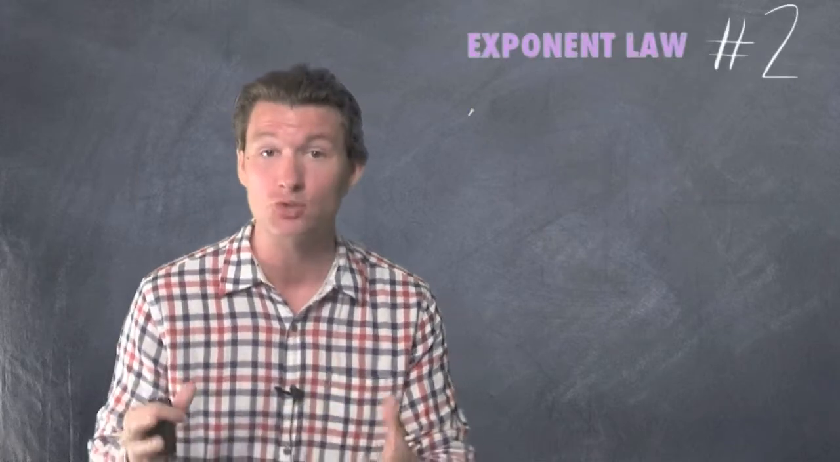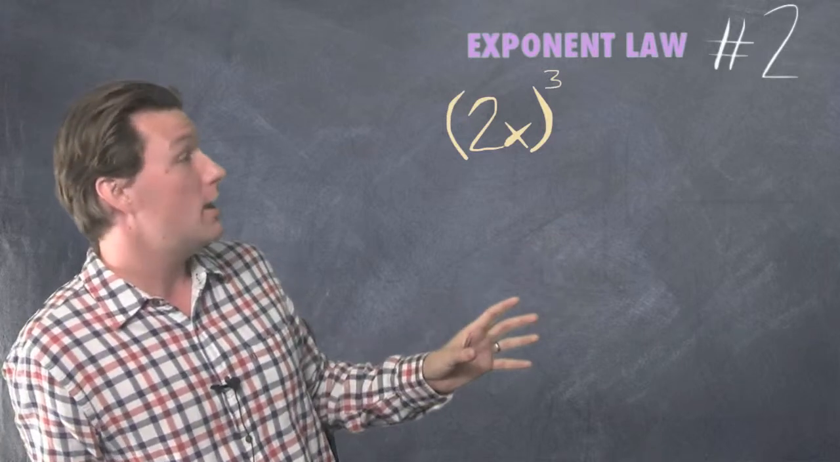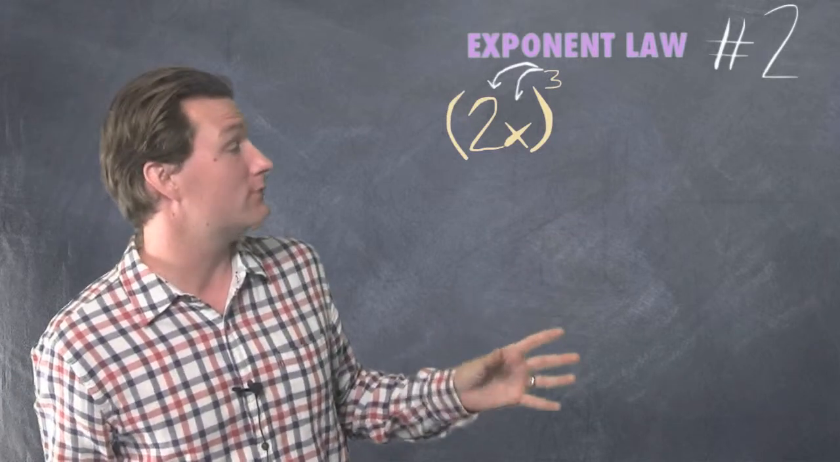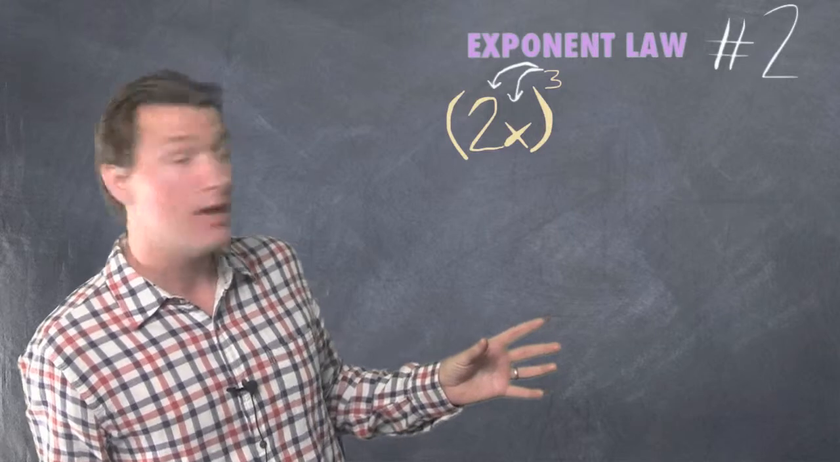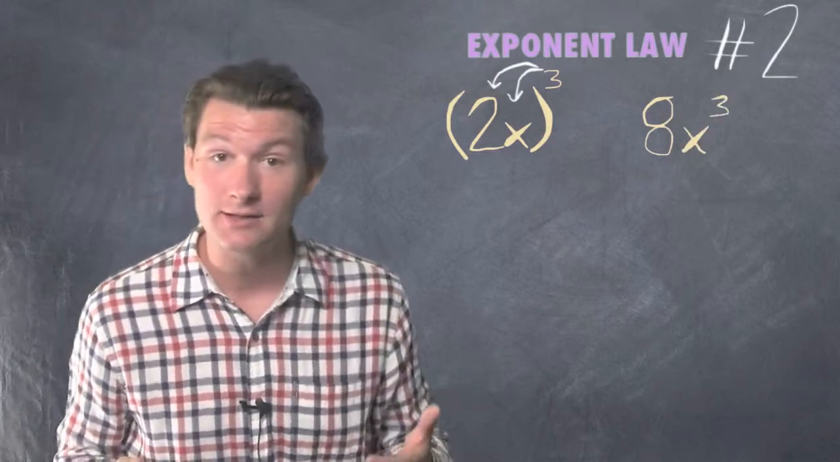Let's say we had 2x raised to the third. All right, so what you've got to do is that little 3 has got to pay a visit to the 2, and it's got to pay a visit to the x. So you have 2 to the third, which would be 8, and x to the third, which would be x to the third. So your answer would be 8x to the third.